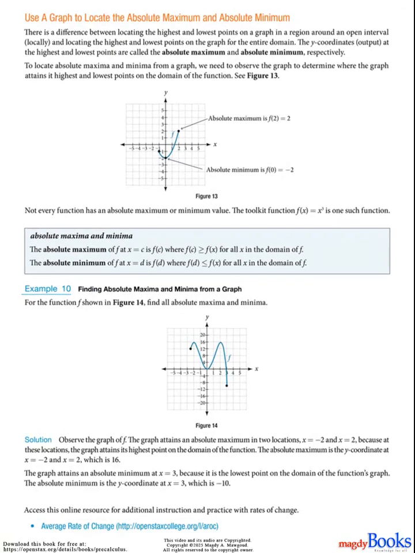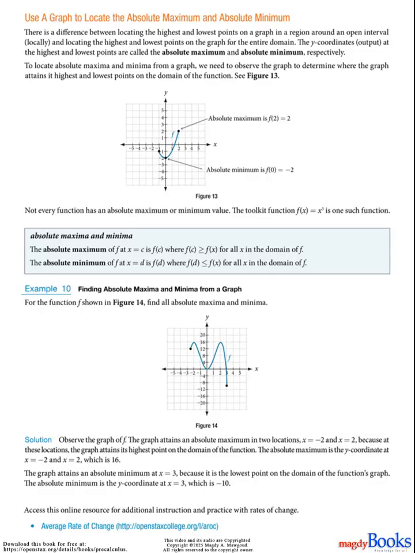1.3.4. Use a graph to locate the absolute maximum and absolute minimum. There is a difference between locating the highest and lowest points on a graph in a region around an open interval, locally, and locating the highest and lowest points on the graph for the entire domain. The y-coordinates, which is the output, at the highest and lowest points, are called the absolute maximum and absolute minimum, respectively. To locate absolute maxima and minima from a graph, we need to observe the graph to determine where the graph attains its highest and lowest points on the domain of the function.